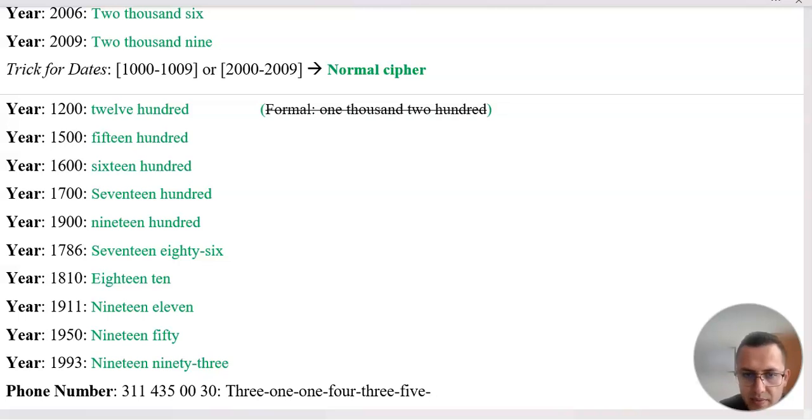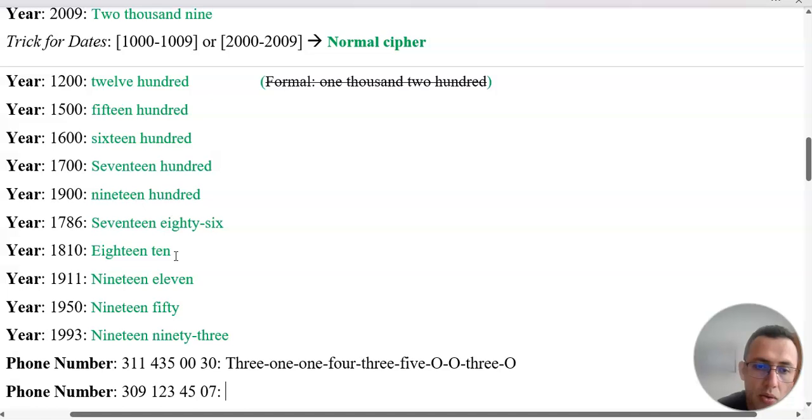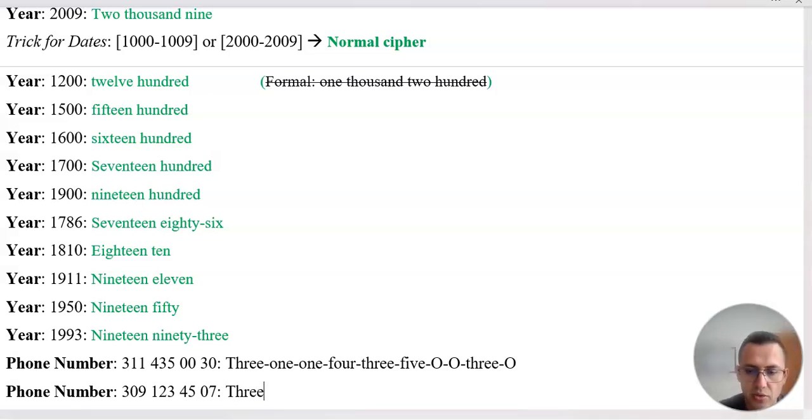In this case, remember that 00, 30, we don't say zero, zero, but we say O, O, 3, O. Los ceros se leen como O's, como letra O para los phone numbers. So the same for this case, remember digit by digit. So it would be 3, O, 9, 1, 2, 3, 4, 5, 07.